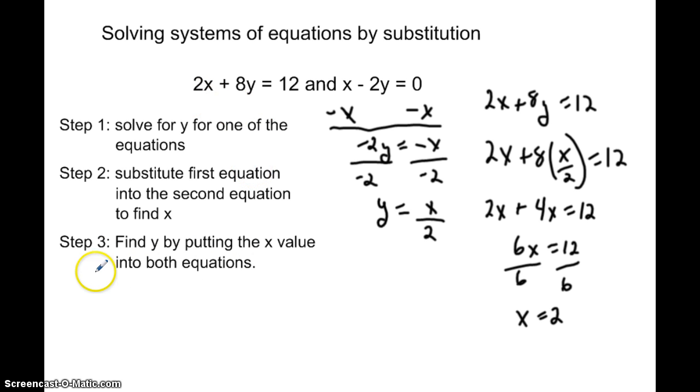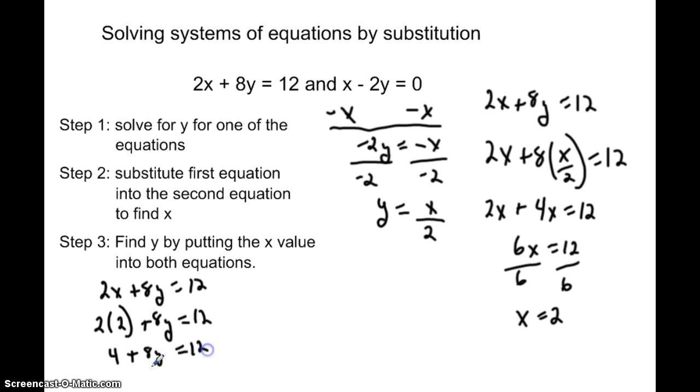So we'll start with the first one, 2x plus 8y equals 12. We're saying that x equals 2. So this would be 2 times 2 plus 8y equals 12. 4 plus 8y equals 12. We'll subtract 4 from, whoopsie, the pen is starting to act up again. This is what happens when it gets overworked.